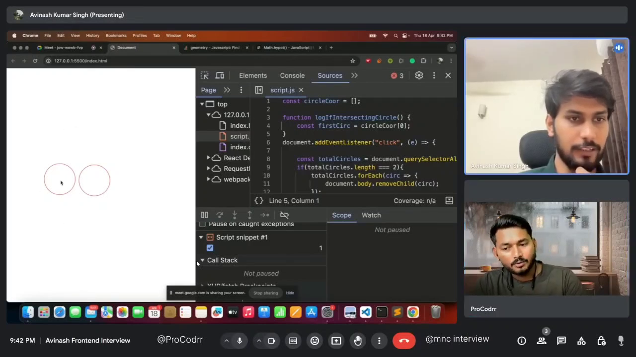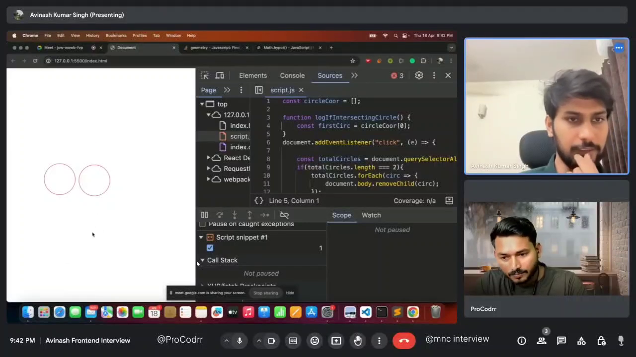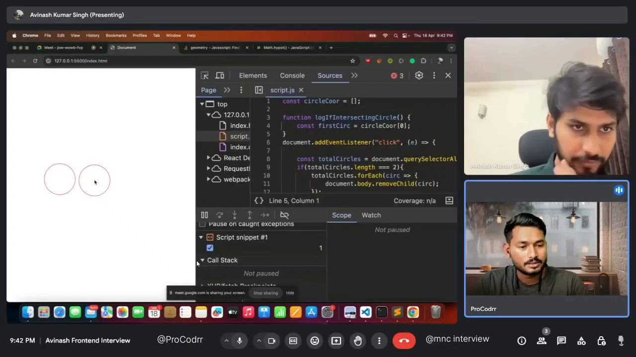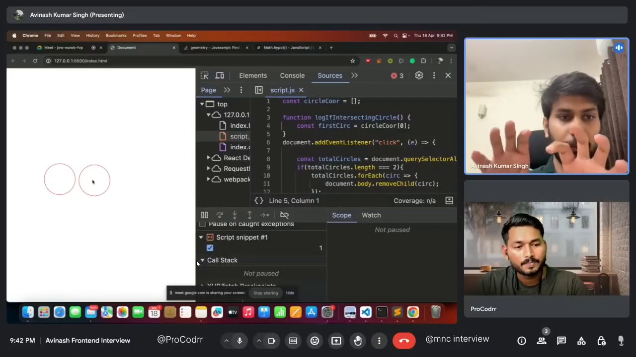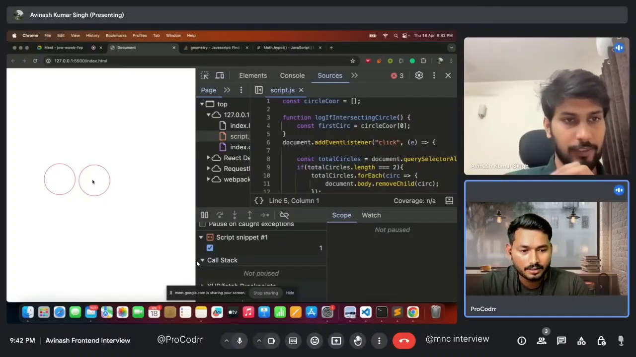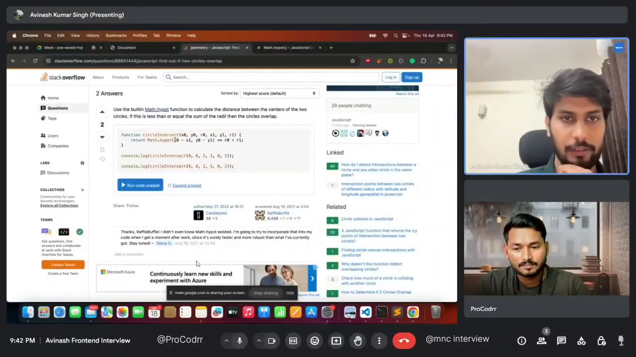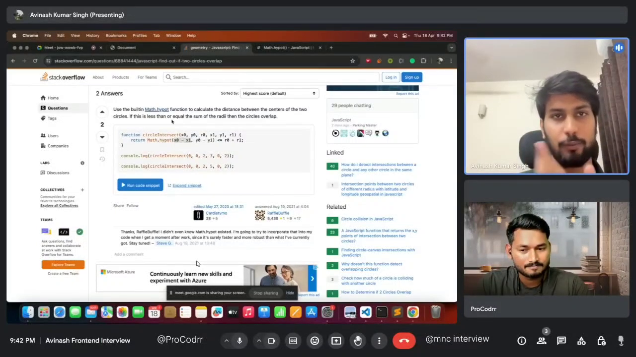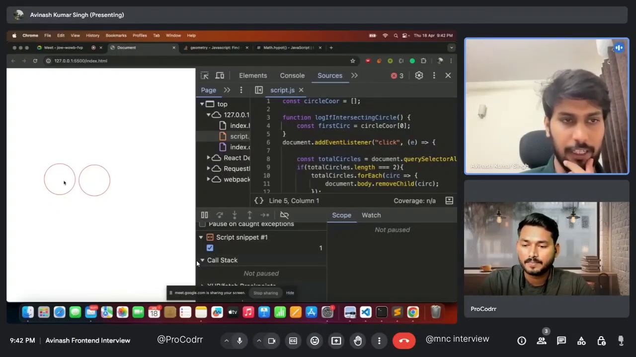Y coordinate means height, the vertical thing. Right now the second circle looks a little bit below, but let's assume that both are on the same horizontal line, meaning y is the same. Then if we take the difference, it takes the difference of the x coordinates, squares it and then takes the root, which gives the distance between the two centers along x.